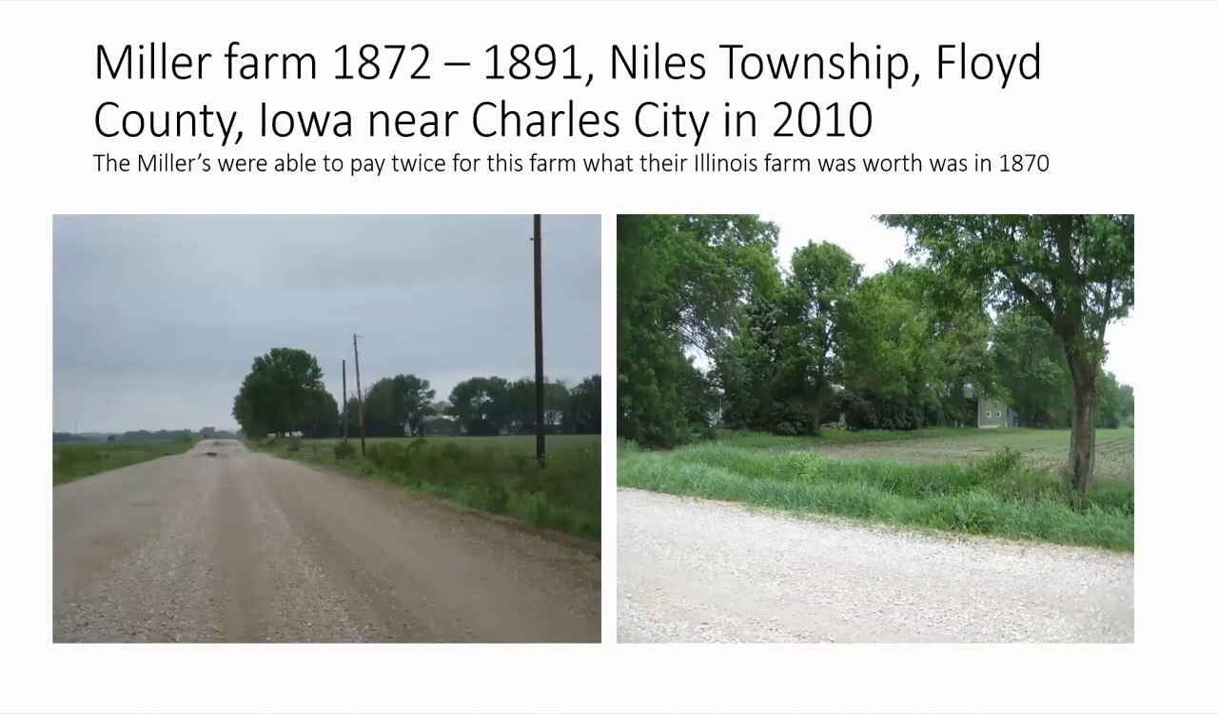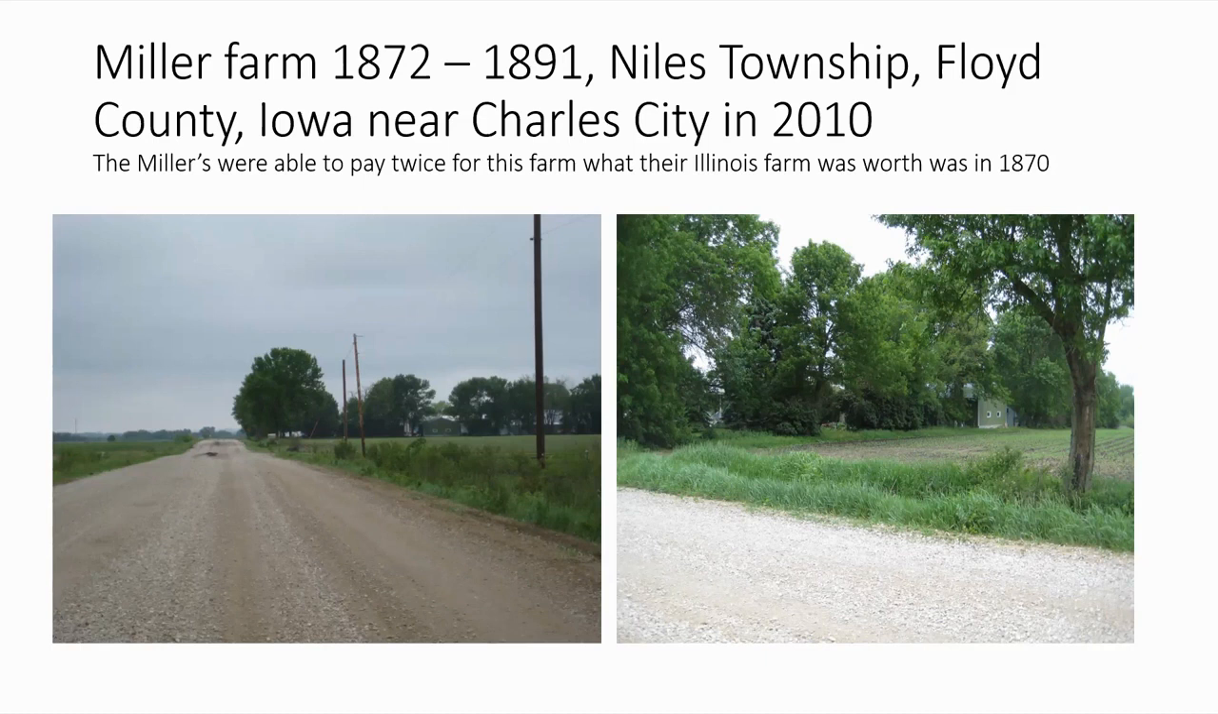Now, back in 2010, I did a field trip to the Miller farm in Niles Township in Floyd County, Iowa. And when I went to the courthouse, I looked at the record, and the Millers paid twice for this farm what their farm was worth in 1870, just a year and a half earlier. So I believe that somebody made them an offer they couldn't refuse on their farm in Illinois, and they took that money and headed west, and they could buy a bigger farm.